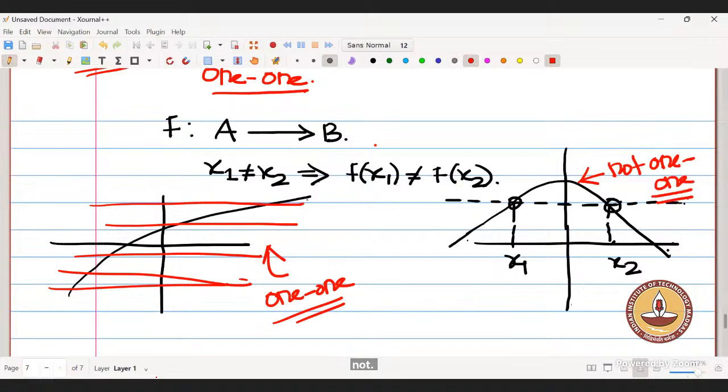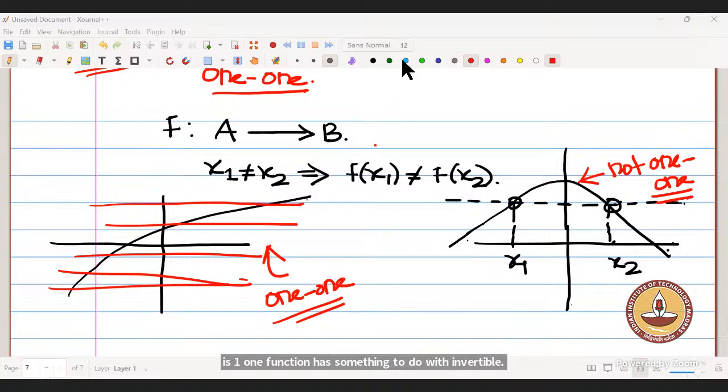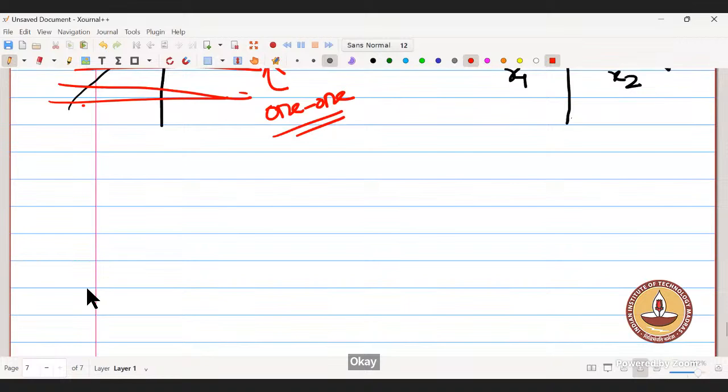And one other reason why we are studying this 1-1 function is that it has something to do with invertibility. The reason we're studying it is that if you have a 1-1 function, then somehow you can find the inverse, of course, with some other condition. So you need to restrict the codomain, right?